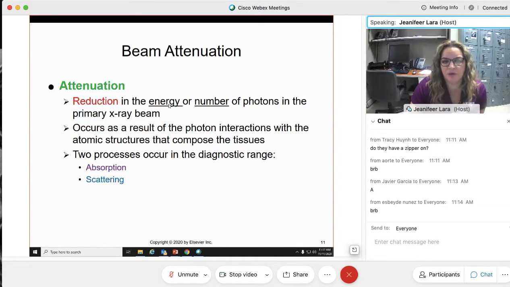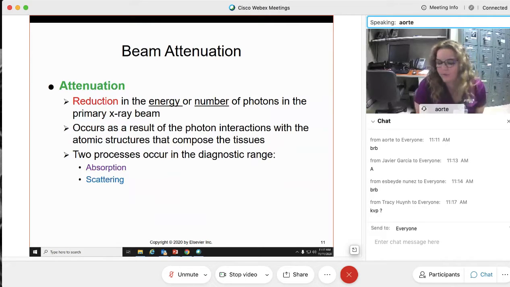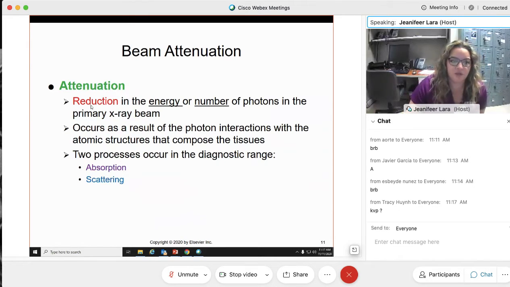What does energy mean here, Aurora? When I say the energy of the primary beam, what am I talking about? Is it like the power of how the photons are coming in? Power, the penetrating power. Beautiful. So not only is attenuation the reduction of the power or energy of the primary beam, but it is also taking out the number of photons in the primary beam. So not only is it reducing the energy, but it is also reducing the number.